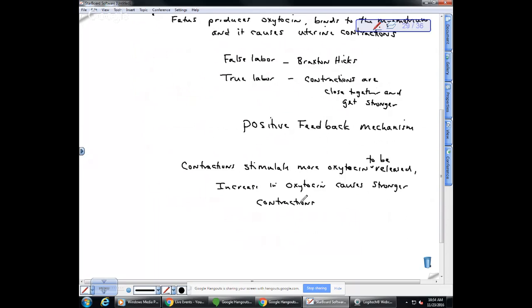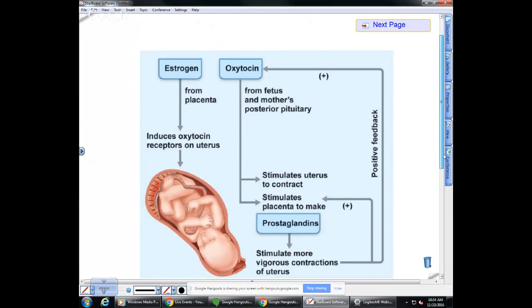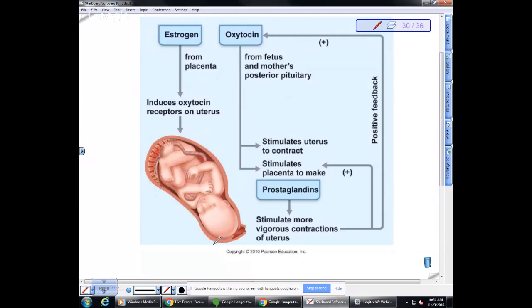So in your book, there's a really nice diagram that shows this mechanism, right? Estrogen from the placenta induces the oxytocin receptors to be put in place. And then oxytocin from the fetus and the mother stimulates the placenta and the uterus to contract. I didn't mention this part, but prostaglandins can also cause more vigorous contractions, right? And this is a positive feedback because as the uterus contracts, it causes more oxytocin to be released. And so what this is going to lead to is the different stages of labor.